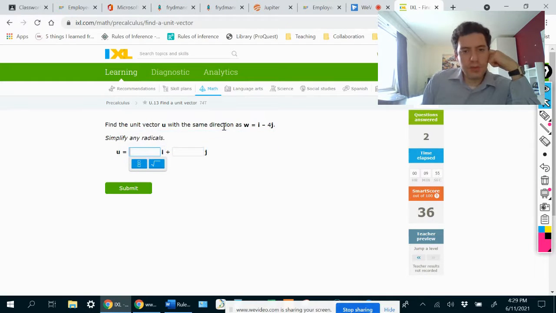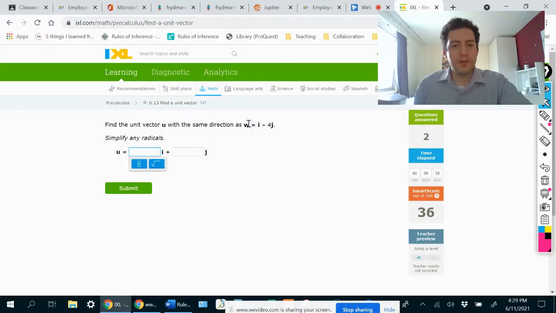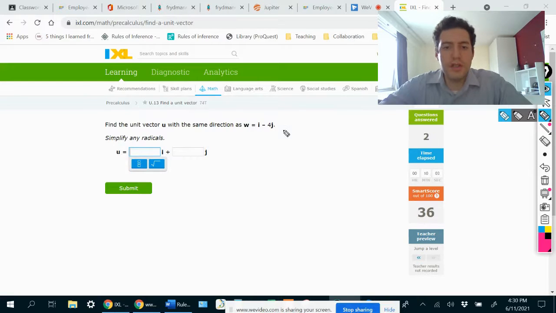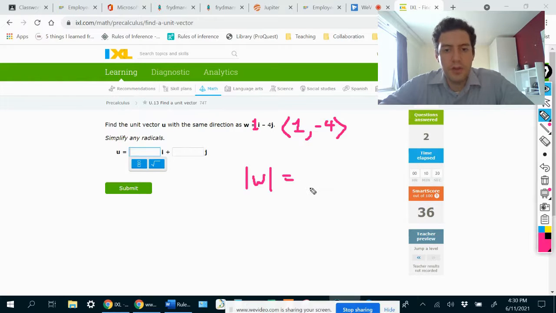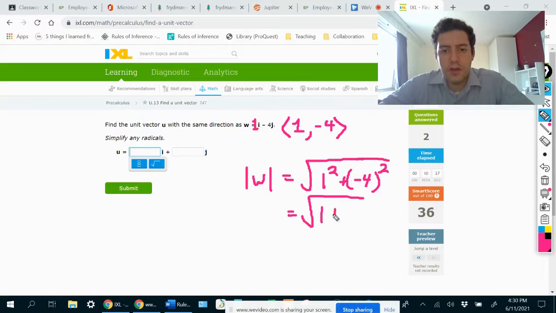Find the unit vector u with the same direction as w, where w is equal to i minus 4j. Okay, so that just means that the components of w are 1, because there's no coefficient in front of this i here. So if you don't see a coefficient, then it's 1. And the vertical component would be negative 4. So again, we're just going to find the magnitude of w, and that would be the square root of 1 squared plus negative 4 squared, which is 1 plus 16, which is square root of 17.